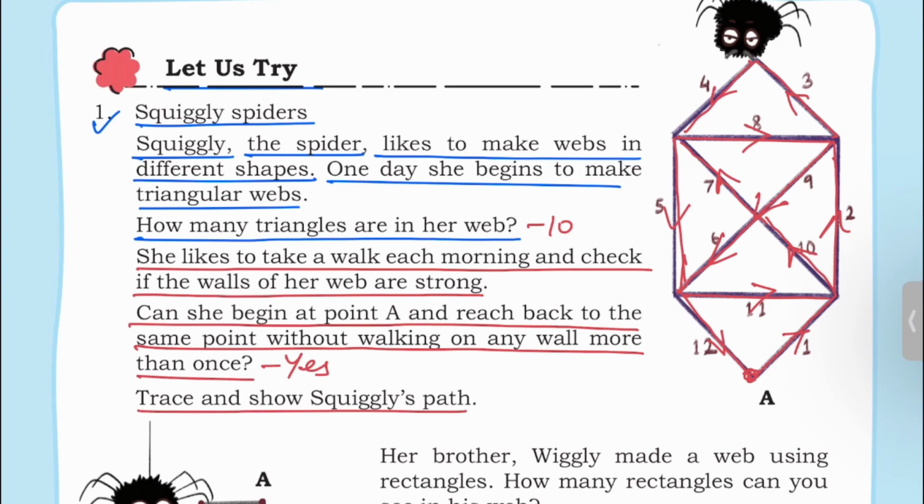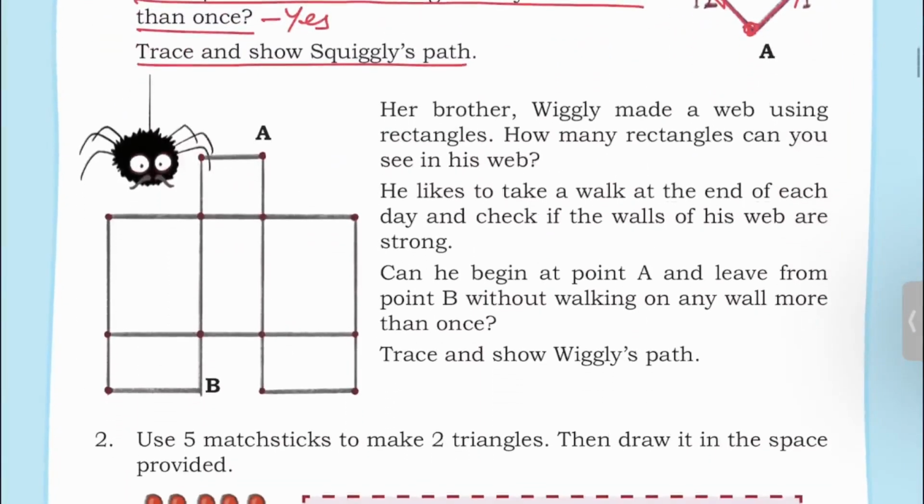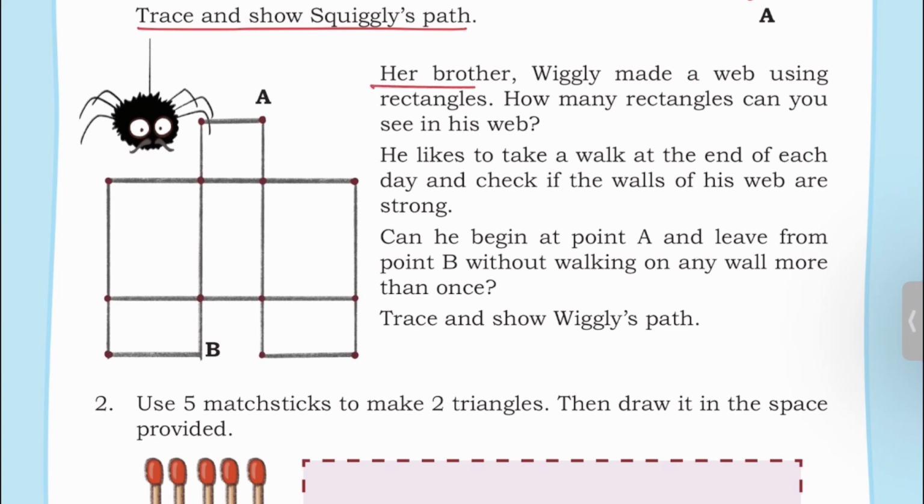Trace and show Squiggly's path. I have already shown this. Her brother Wiggly made a web using rectangles. How many rectangles can you see in his web?